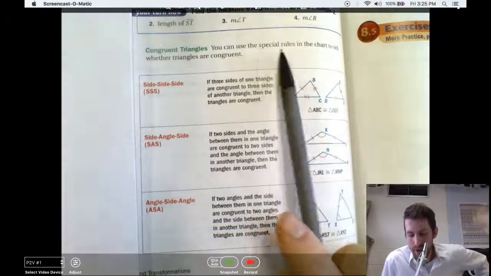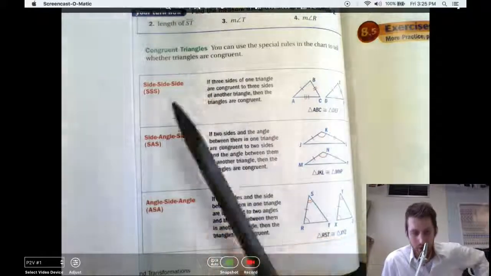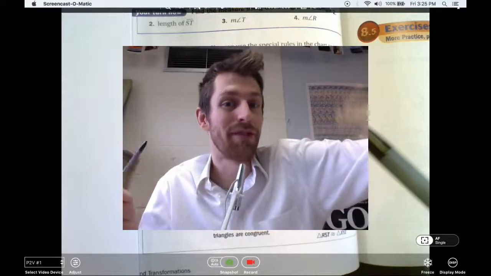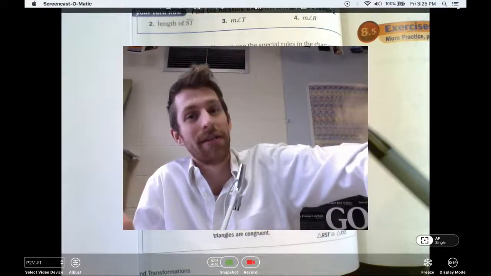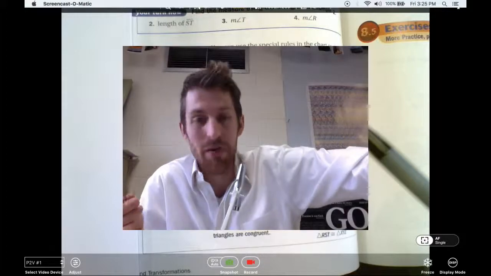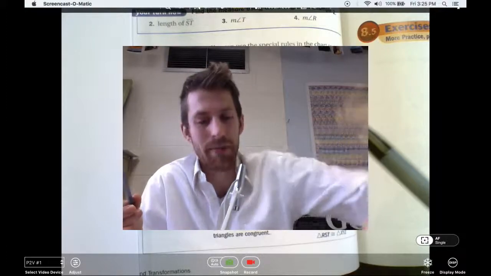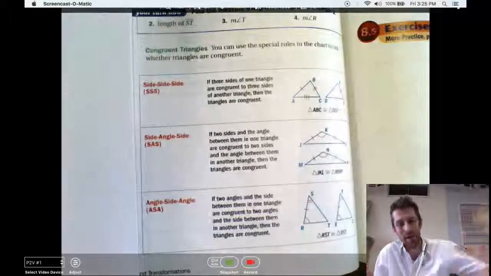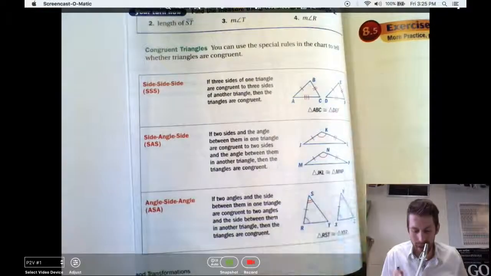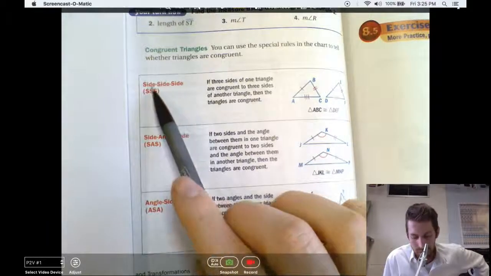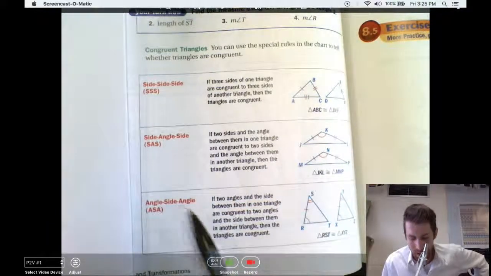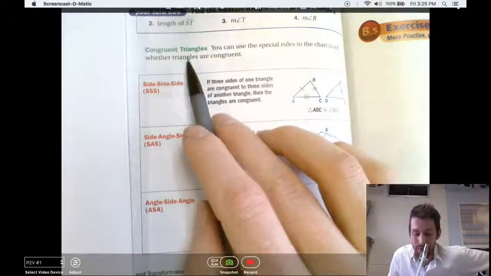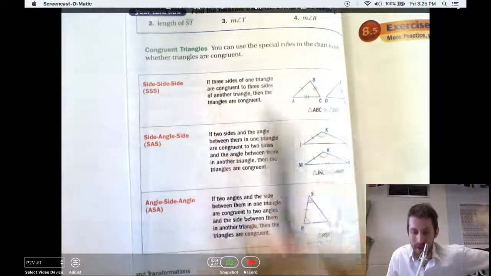Congruent triangles. You can use special rules in the chart to tell whether triangles are congruent. These special rules we call theorems and postulates. When you get to geometry, which is what my 9th and 10th graders are doing right now, you're going to know these special rules as theorems and postulates, and you're going to have to use them to prove things. But for now, we'll just take a little stab at it here. So these special rules, the side, side, side, or the angle, side, angle, you can use them to do what now? Get this. You can use them to prove that triangles are congruent or not congruent.